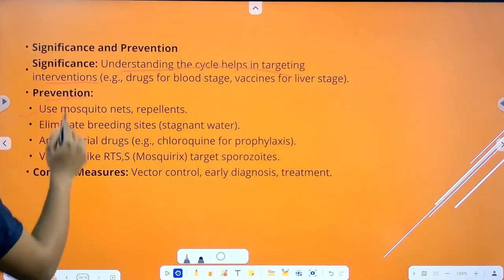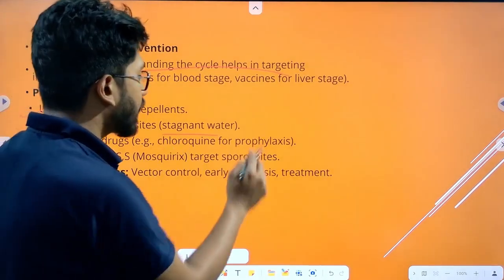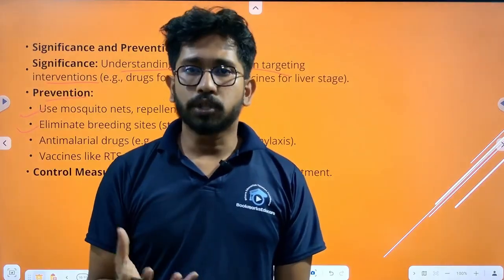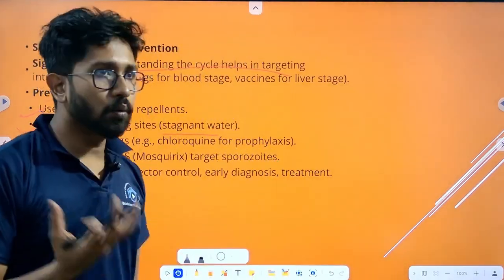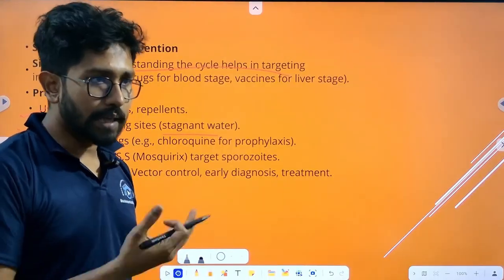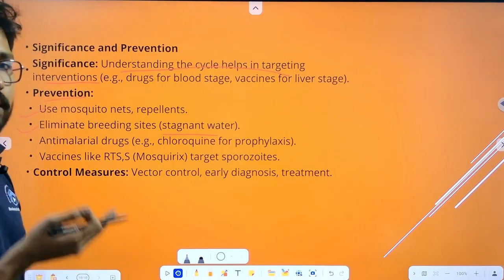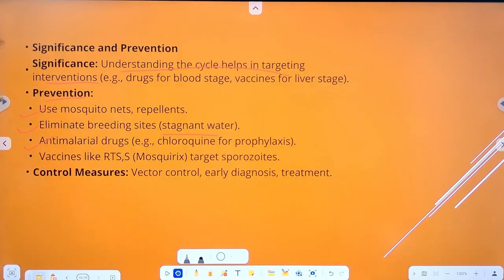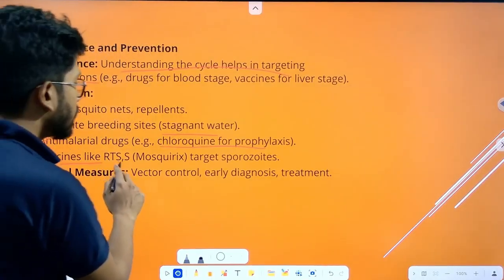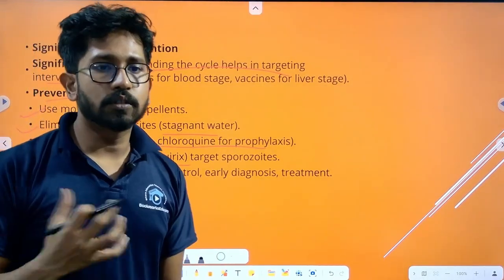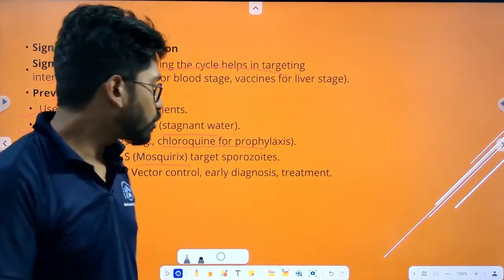For prevention, use mosquito nets and eliminate breeding sites, meaning stagnant water. As we all know by now, mosquitoes breed in stagnant water and their larvae mature there also. By preventing water from getting locked and staying locked for a long time, we can prevent their breeding. Anti-malarial drugs, such as chloroquine for prophylaxis. Chloroquine is a very important drug for malaria treatment. And vaccines like RTS,S, Mosquirix, are also newly created to target the sporozoites.